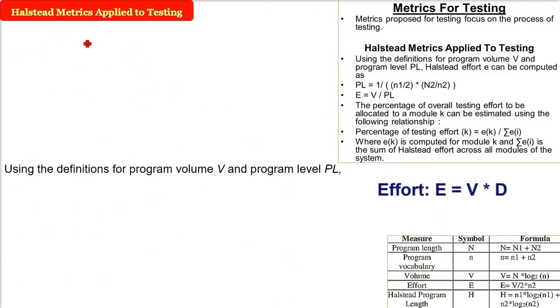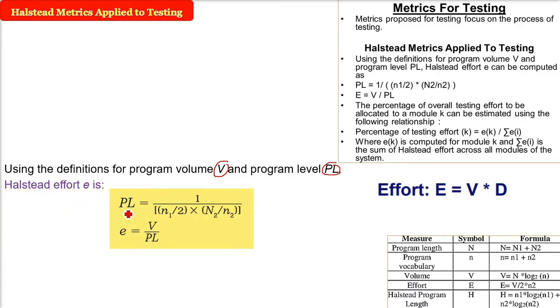Using the definitions of program volume and program level, we have already seen Halstead metrics. When we apply it to testing, Halstead gives us the effort. We have volume and we have the program level. He says the program level is PL = 1 / ((n1/2) × (N2/n2)). This is nothing but L, the volume ratio. And this is 1 by, because this is nothing but what? This is nothing but difficulty.